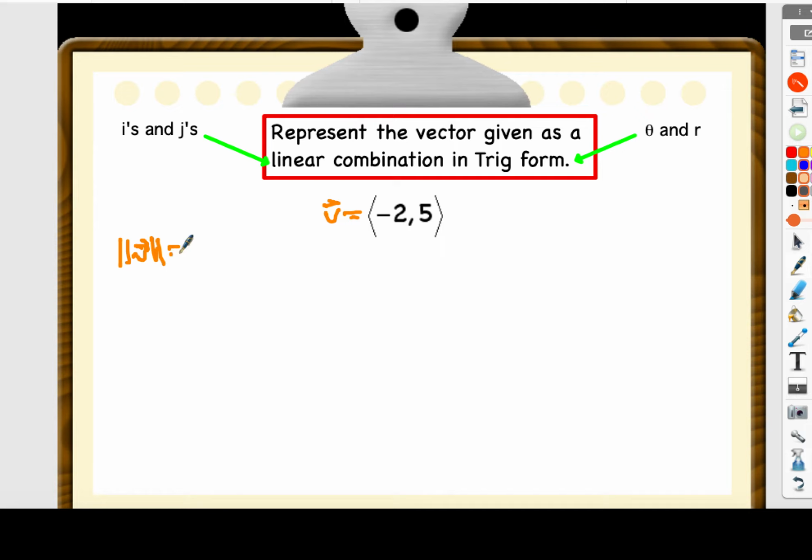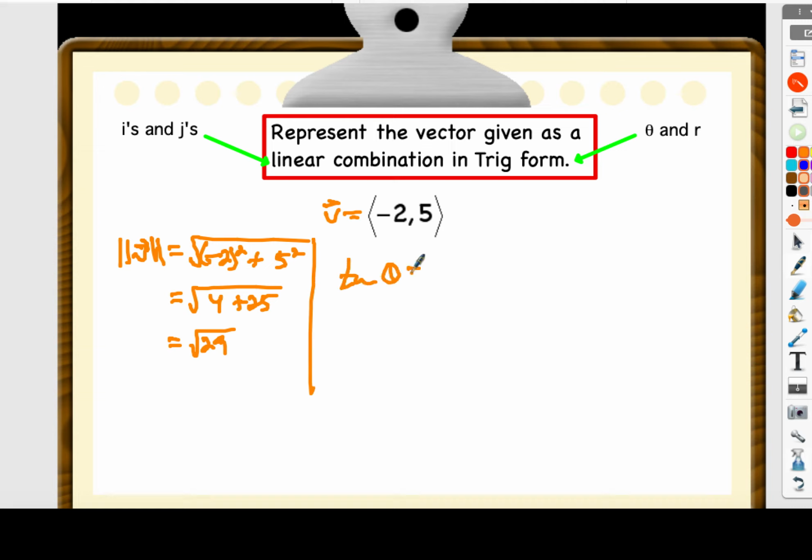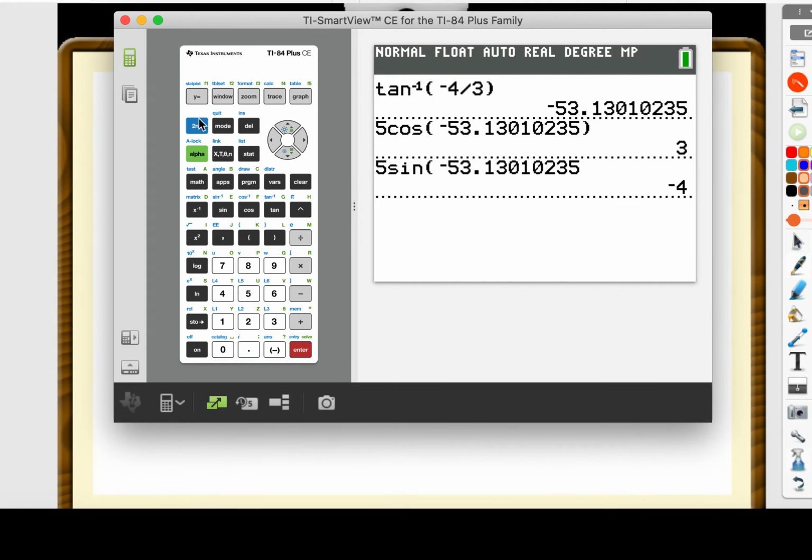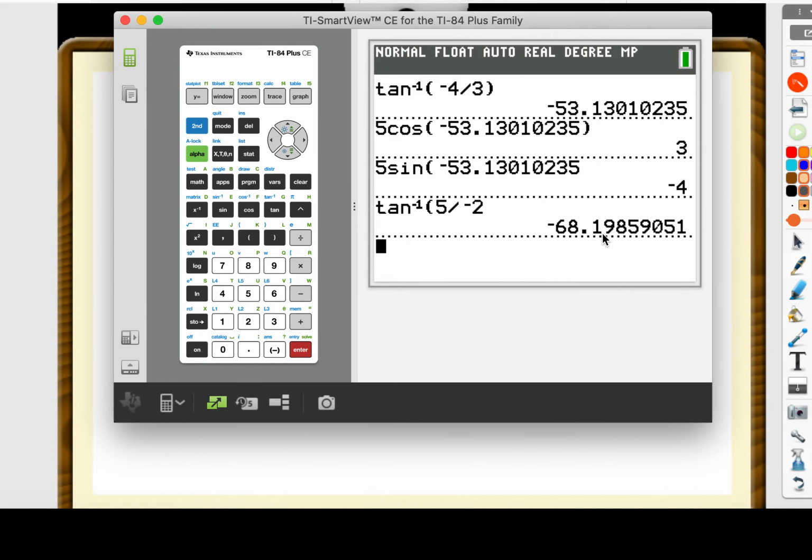So the magnitude of vector v will be equal to the square root of -2 squared plus 5 squared. That's the square root of 4 plus 25, which equals the square root of 29. Then the tangent of theta is equal to b over a, or 5 over -2. I'm going to let my calculator do the work on that one. Theta would be the inverse tangent of 5 divided by -2, and we get -68.199 degrees.